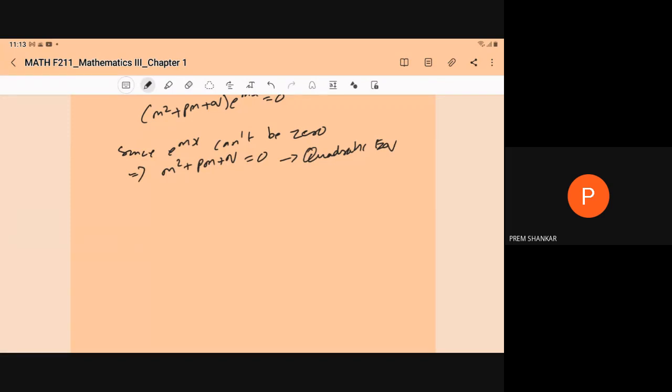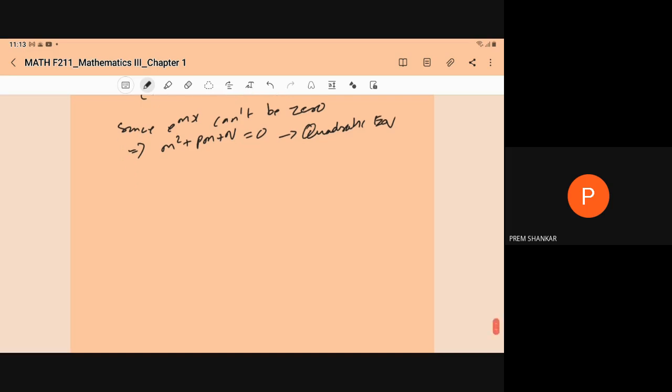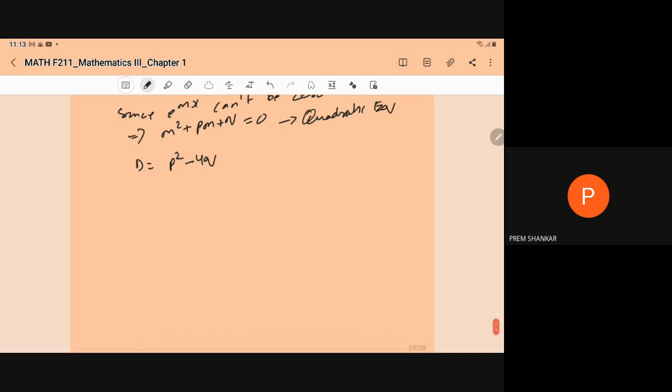Whatever we will do here, in the same fashion you have to proceed in the higher order differential equation also. So here presently we have m square plus pm plus q is equal to 0. Its discriminant will be b square minus 4ac, so it is p square minus 4q. Now depending on the nature of the discriminant, we have three types of roots.